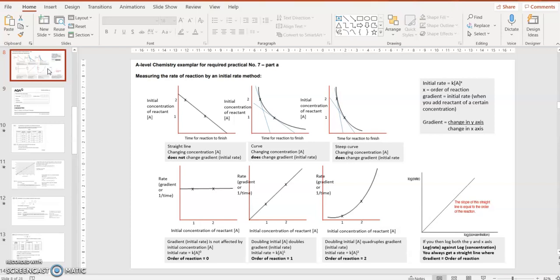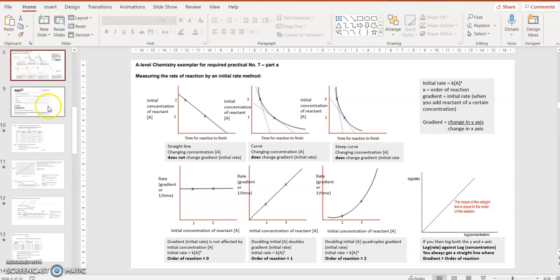If you end up with a curve like that of concentration against time for the reaction to finish, it's order 1. If it ends up a very, very steep curve, it's order 2. Because the gradients are changing, so concentration is changing the gradient, it's changing the rate.